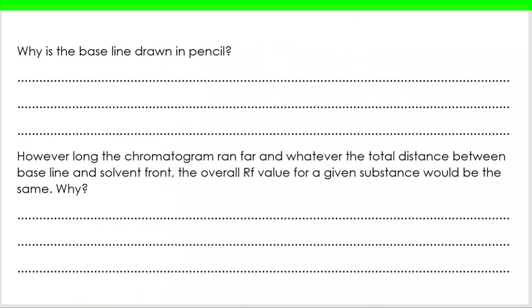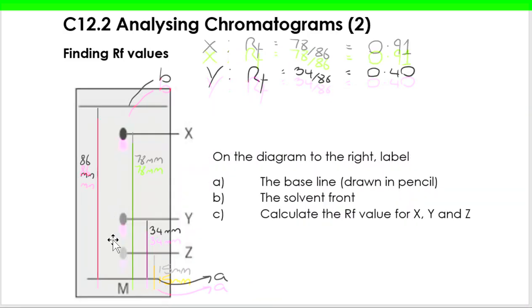So let's go to the question that I've already touched on already. Why did we draw that baseline in pencil? If we go back to it, you can see here that we've got our dots of ink that have been put on for X, which has gone and separated out into X, Y, and Z. Now, it's separated because the ink dissolves in water.